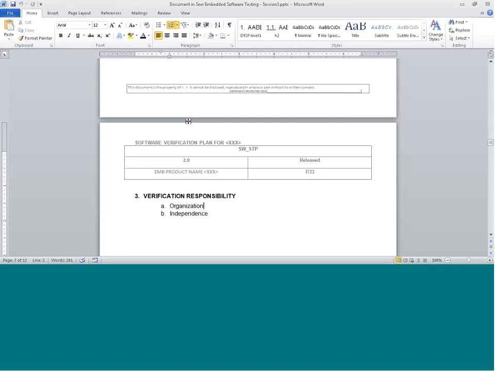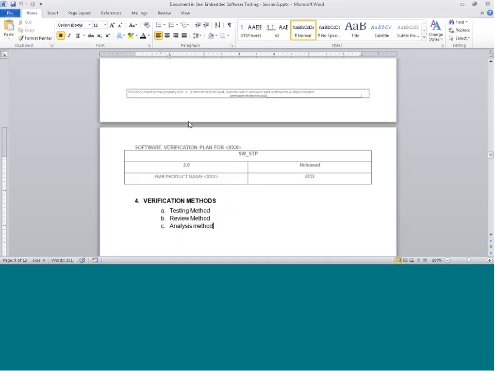And verification responsibility: for every project or product, there is a definition of responsibility. That responsibility will include the identification of the organization. The organization will identify what the team is, how it is structured, who is responsible for what. So there could be a 10-member team. In the 10-member team, who are the people responsible for doing each test, who is responsible for delivery, who is responsible for process adherence, who is responsible for quality, and who can do an independent validation or verification, etc. So this will be part of the verification responsibility.